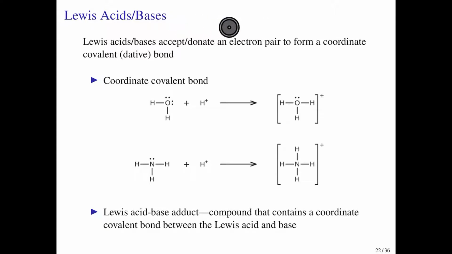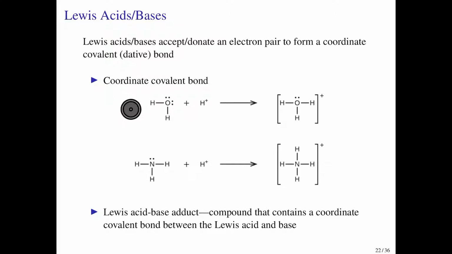And in the process of trading an electron pair, the compounds form a coordinate covalent bond. It's also called a dative bond. And what that means is that the bond that's formed, the electrons that make up the bond, they both come from the same atom. And so let's look at some examples here.